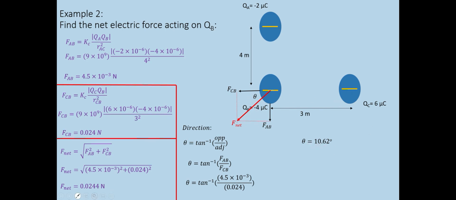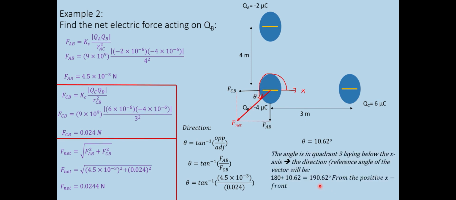Now, this angle, if I consider that this is the x-axis, the reference angle is this one, this red curve. So the reference angle is equal to this part, which is 180. So from this point to this point it's 180, and then we add the angle theta, so it will be 190.62 degrees from the positive x-axis.